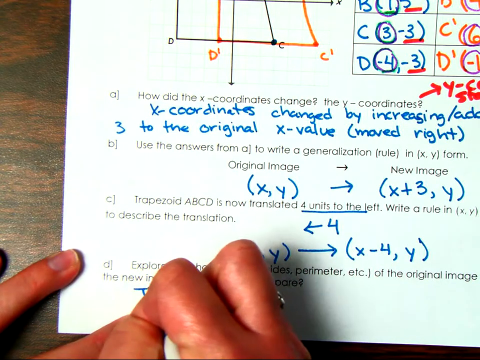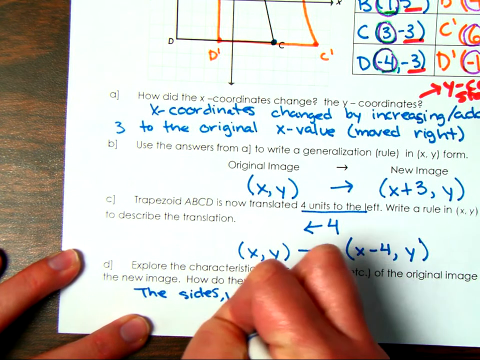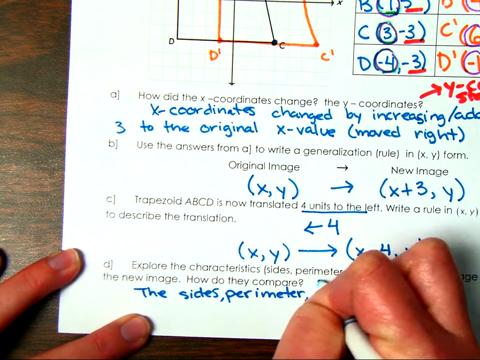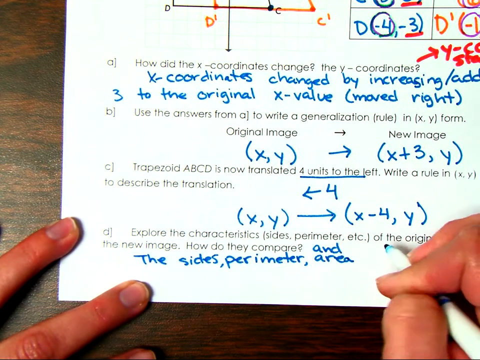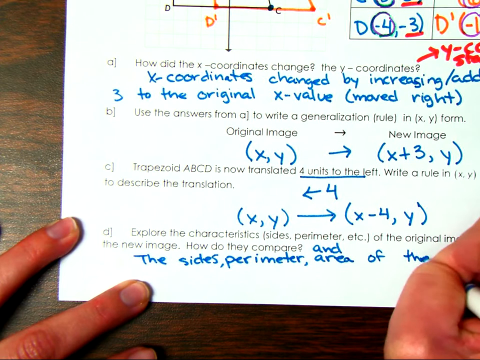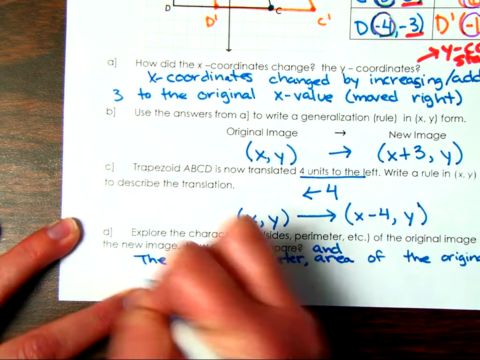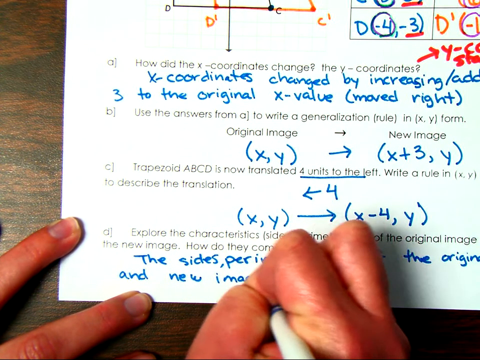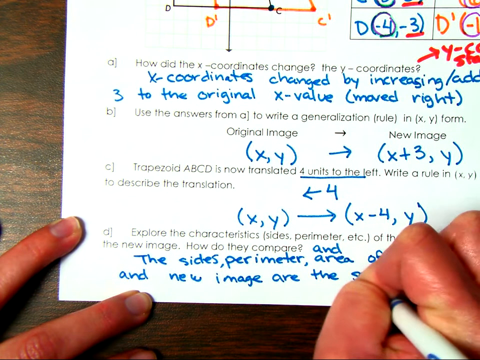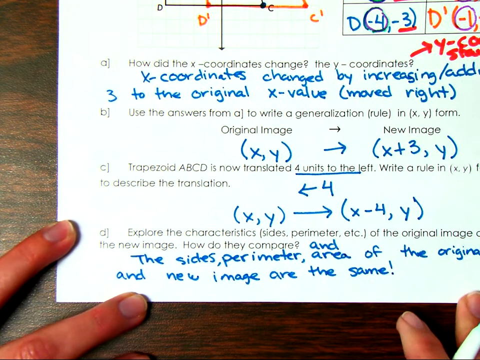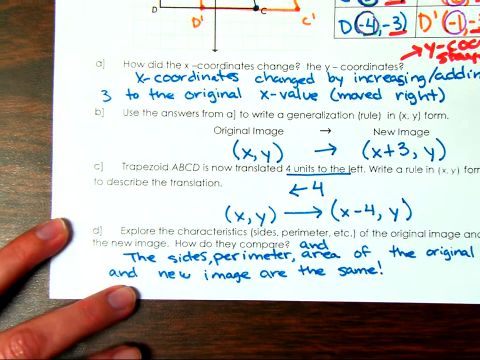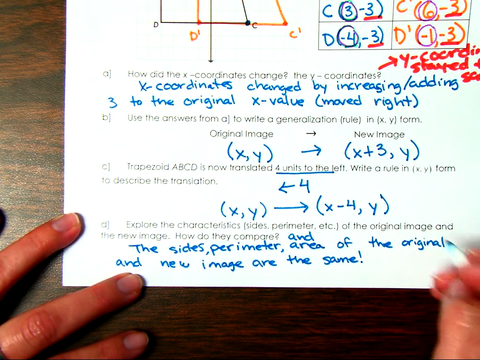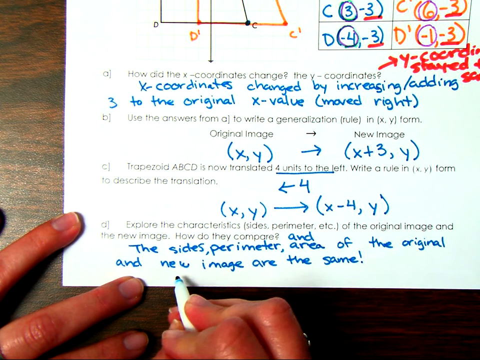So we can say the sides, perimeter, and area of the original and new image are the same. Again, you can see it with the picture. They're going to be the exact same size because all we simply did was move the shape. Okay? They're the same dimensions. So we can say the sides, perimeter, and area of the original and new image are the same.